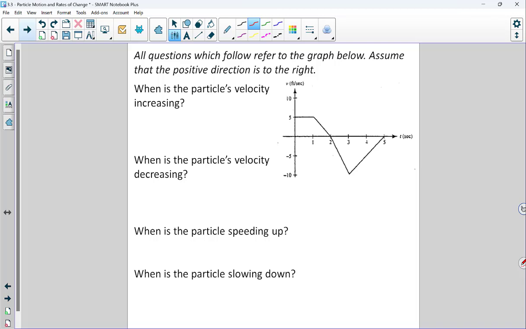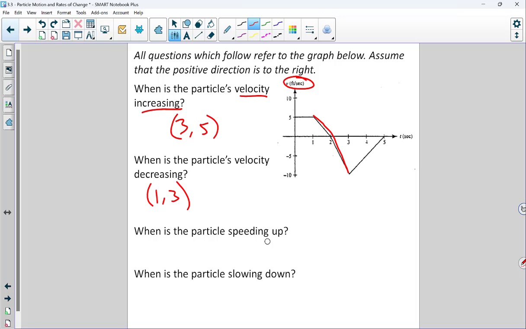When is the particle's velocity increasing? Again, this is the velocity graph. The velocity is increasing on this interval right here from 3 to 5. When is the particle's velocity decreasing? That would be on this interval right here from 1 to 3.